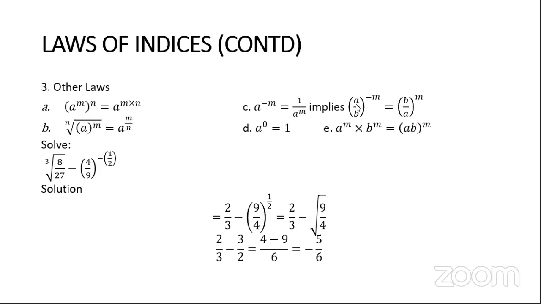What you just need to do, you don't need to do 1 over again. You don't need to say 1 over a over b. Don't complicate the issue. What you can just do is a over b raised power minus m. Turn whatever you have at the base upside down. So it becomes b over a raised power m. As simple as that. Then likewise for d, a raised power 0 is equal to 1.